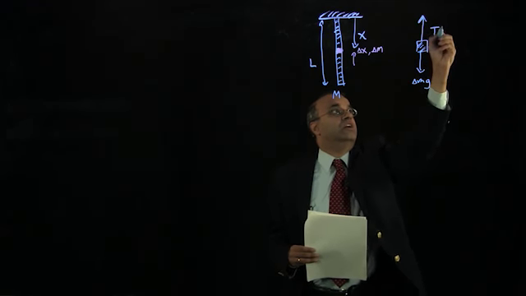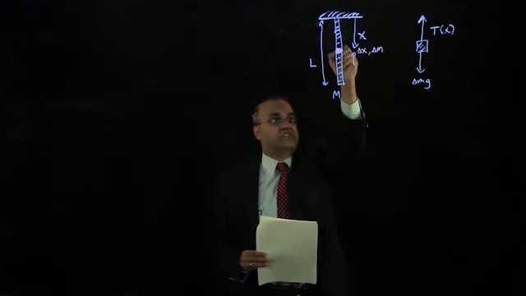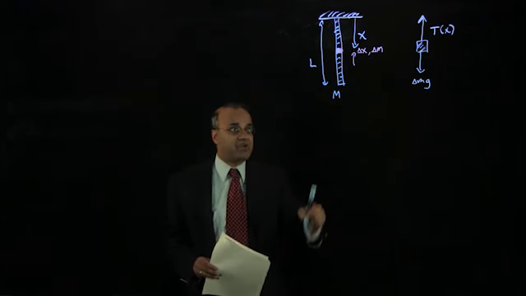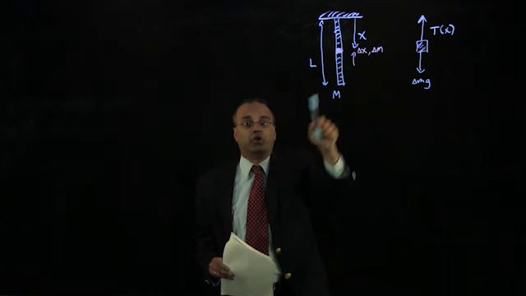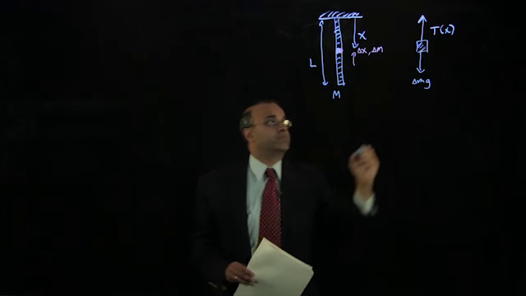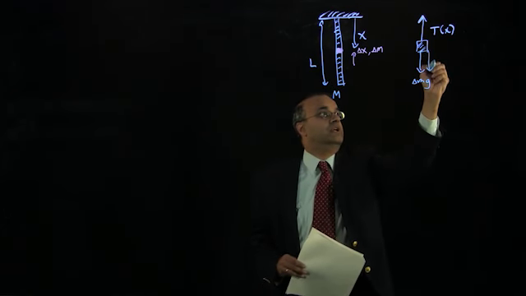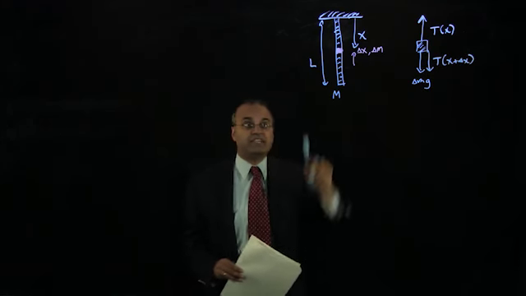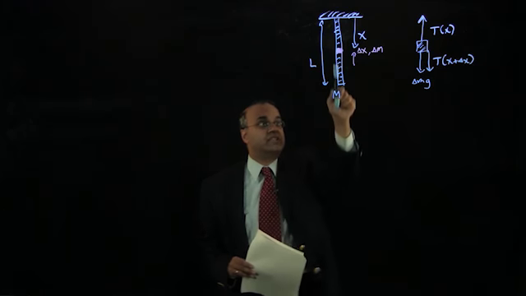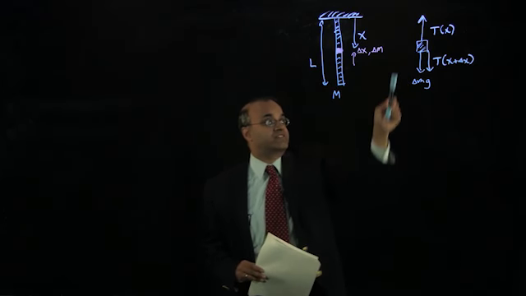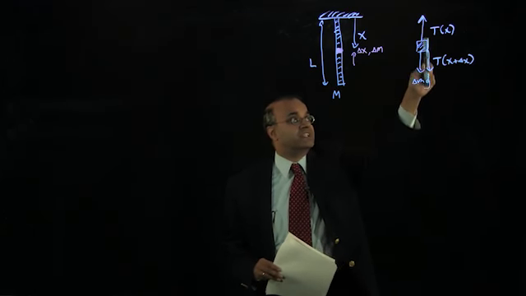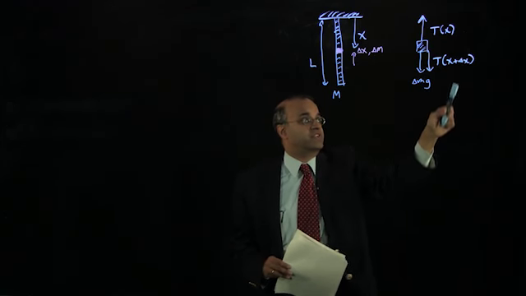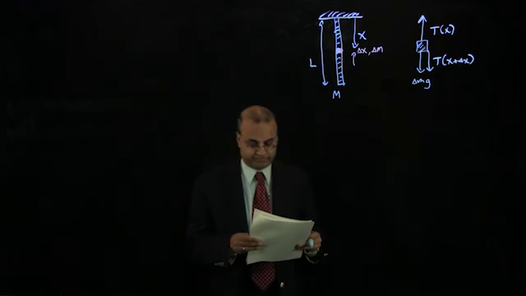I'll write that as T of x because it's at the location x. There's also a tension exerted in the downward direction by the remainder of the rope below the mass element, and I'll call that T of x plus delta x. We expect the tension to vary along the rope, and because this element does have a finite extent, the tension at the bottom is going to be slightly different than the tension at the top. Okay? So T of x upwards, T of x plus delta x downwards, and then the weight downwards.